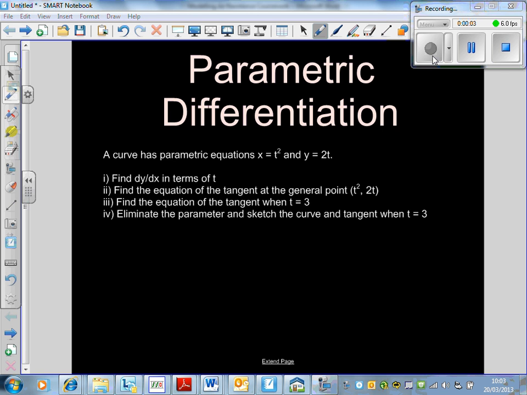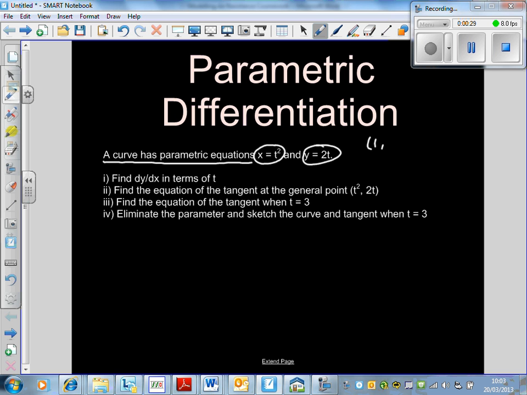Question here, it says a curve has parametric equations, x is equal to t squared and y is equal to 2t. Can somebody give me one coordinate for the curve in x and y? An example of a coordinate which lies on this curve, and how you got it, Stephen? 1, 2. How have you got 1 and 2?